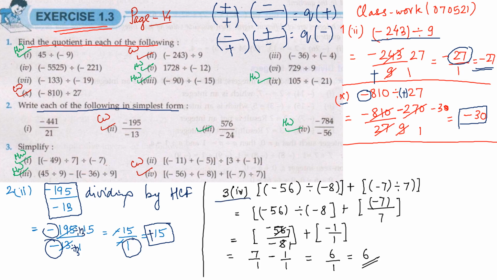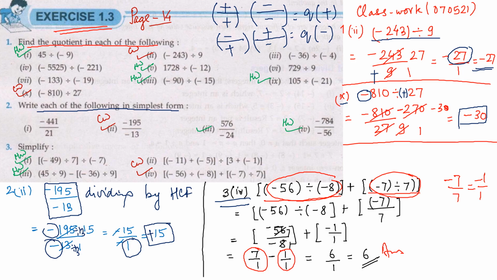Question number 3, simplify. Simplify simply means do whatever is asked. So here actually two divisions are given in a single question. So you do the first part and you do the second part. Minus 56 by minus 8 will give you 7 by 1, and minus 7 by 7 will be minus 1 by 1. When you subtract, you will get the answer as 6 by 1. That is equal to 6, which is your answer.